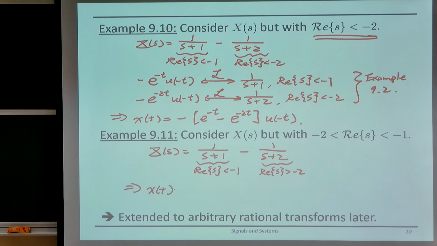So then x of t is this: minus e to the minus t u of minus t minus e to the minus 2t u of t.